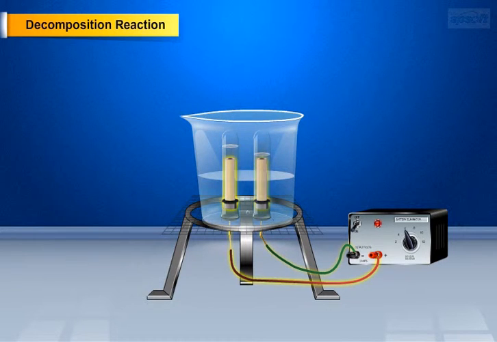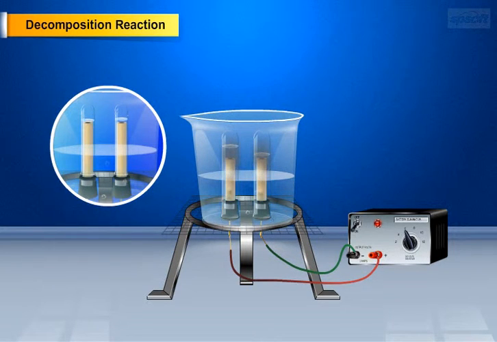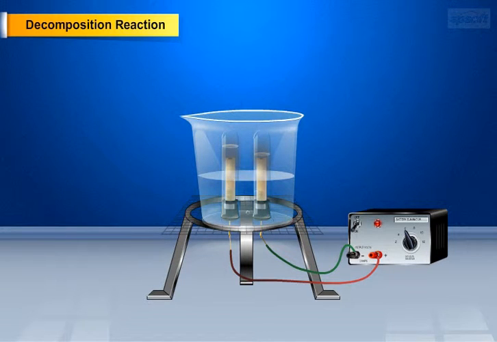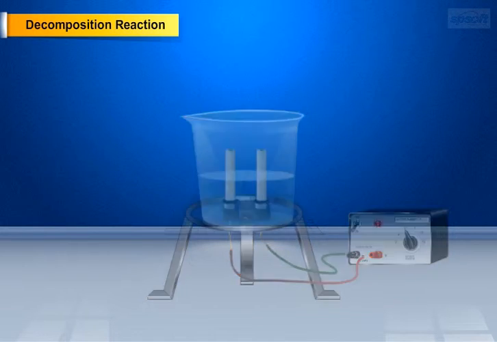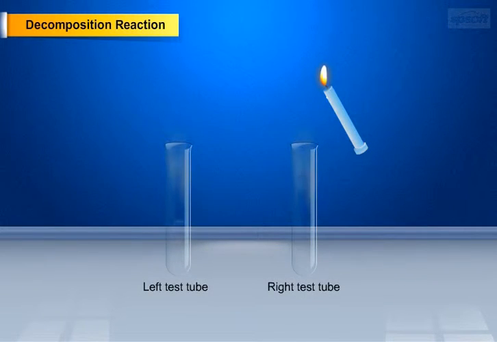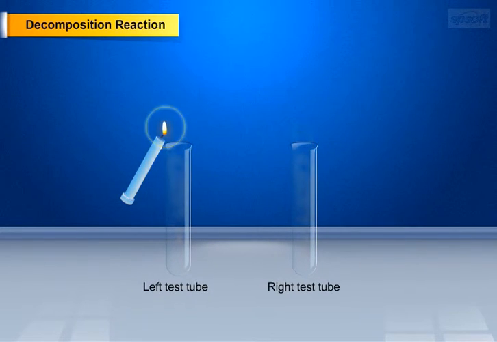Once these test tubes are filled with respective gases, remove them carefully, and test the gases one by one by bringing a candle close to the mouth of each test tube. What do we observe in each case? We observe that when a burning candle is brought near the mouth of the left test tube, the gas in it burns with a popping sound or little explosion. When a burning candle is brought near the mouth of the right test tube, the candle starts burning brightly.